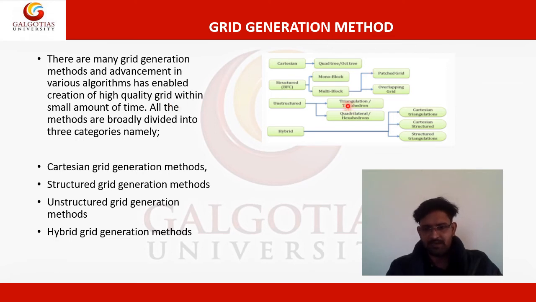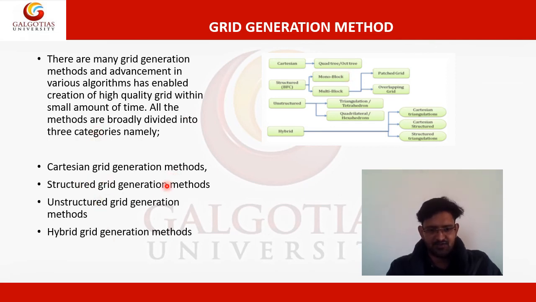Here you can see the structure: Cartesian, structured, unstructured and hybrid. Cartesian breaks into quad tree, structured monoblock and multi-block go to patched and overlapping, unstructured is triangular and quadrilateral, and hybrid goes to Cartesian, structured and triangulation. So the three categories are mainly Cartesian grid generation method, this is the first one.